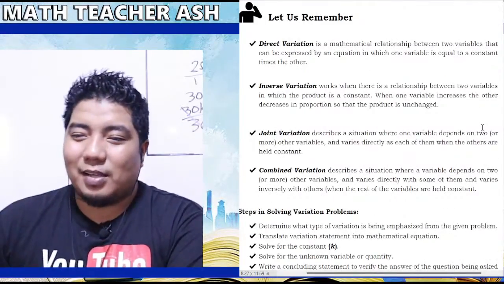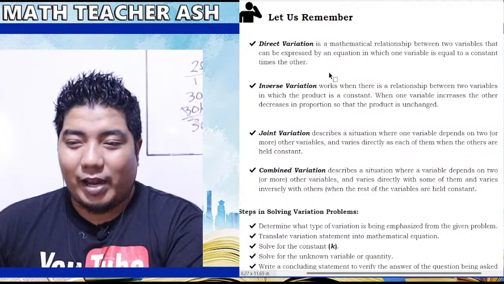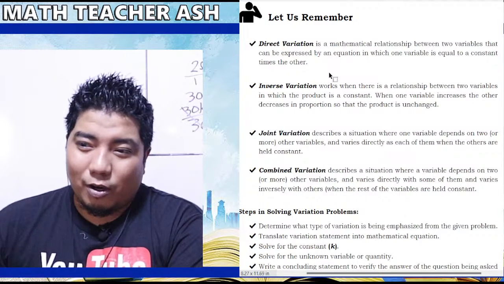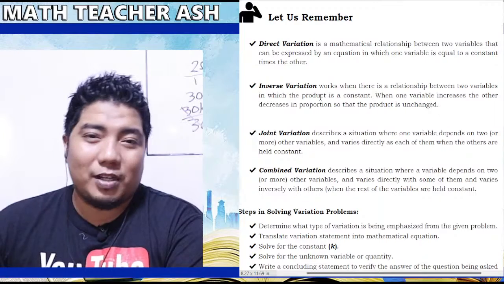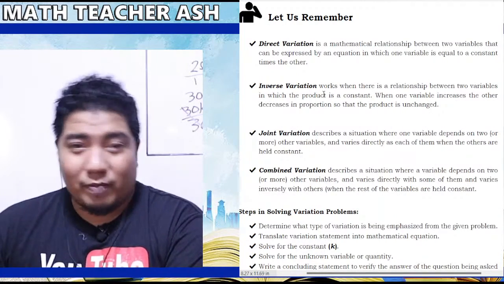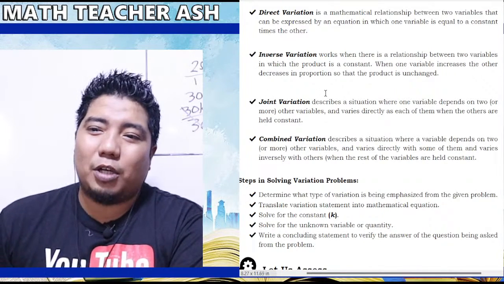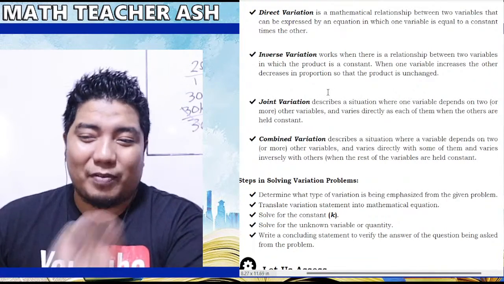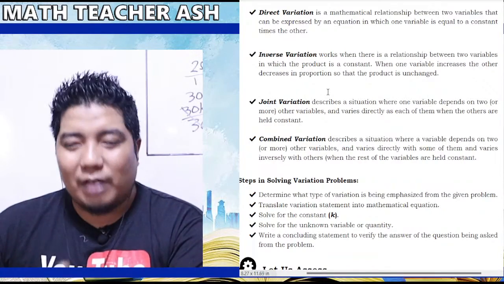Now, let us remember, these are the generalization of the module. Direct is the relationship of two variables. When one goes up, the other one goes up. Inverse, two variables pa rin. When one goes up, the other one goes down, and vice versa. Joint variation, it's just the same as the direct variation, pero mas marami nga lang variables. Combined variation is the combination of the direct and the inverse variation.